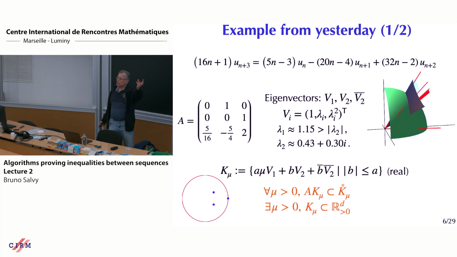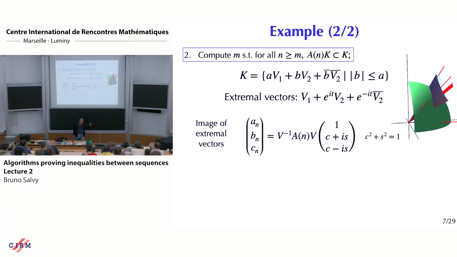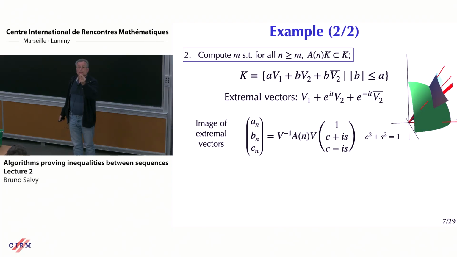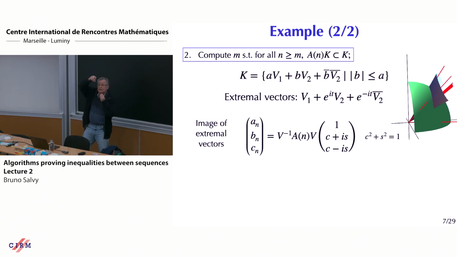Okay, so I have my contracted cone, and the next step of the algorithm is to find a point, an integer, where the sequence A_n starts contracting the cone, not only the limit matrix, but the sequence itself. So how do you do this? How do you check this? You take all the extremal vectors, which should be mapped inside the cone.